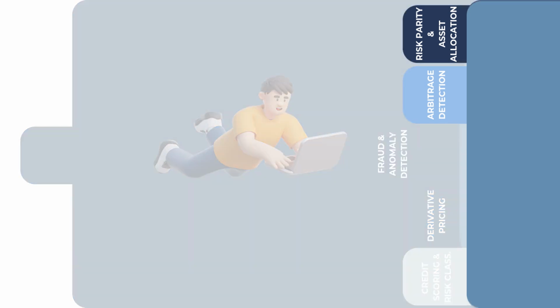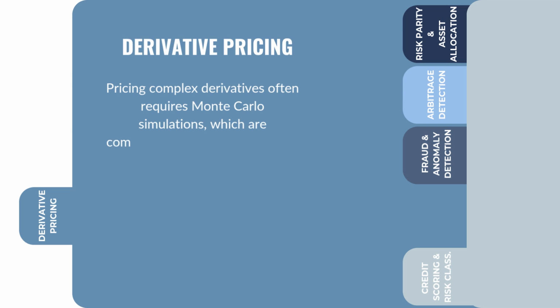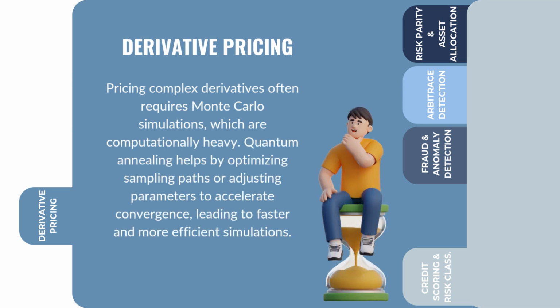Number 4, derivative pricing. Pricing complex derivatives often requires Monte Carlo simulations, which are computationally heavy. Quantum annealing helps by optimizing sampling paths or adjusting parameters to accelerate convergence, leading to faster and more efficient simulations.